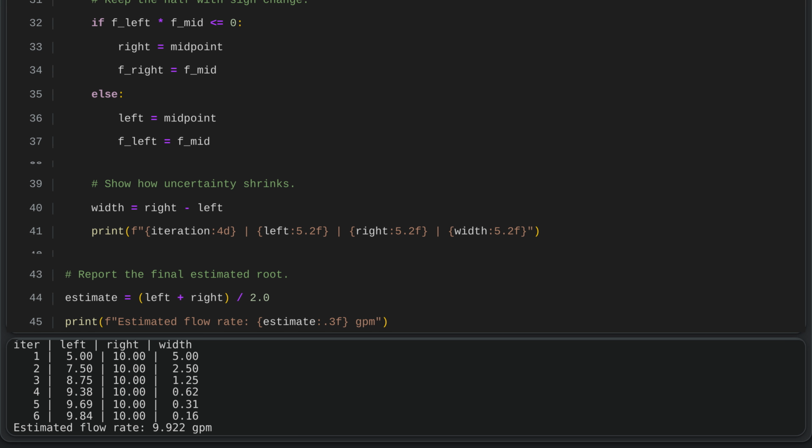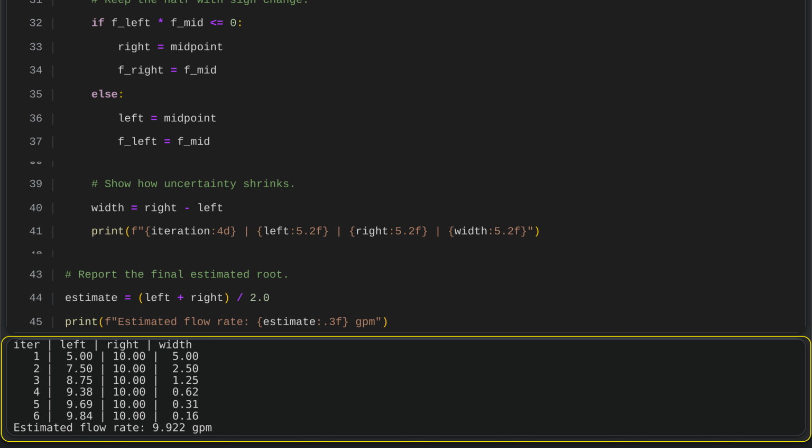This script uses the bisection method to estimate the root of a quadratic engineering balance function. It begins with an interval from 5 to 15, where the endpoint values have opposite signs, so a root must lie inside. Each iteration tests the midpoint and keeps the half of the interval that still contains the root, reducing the uncertainty over 6 iterations. The final estimate is the midpoint of the last interval, giving an approximate flow rate in gallons per minute.